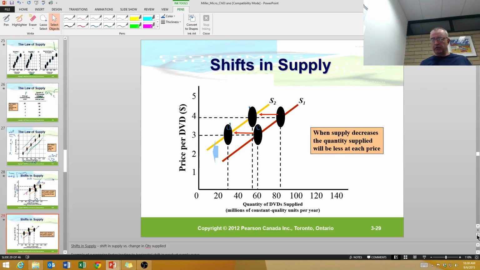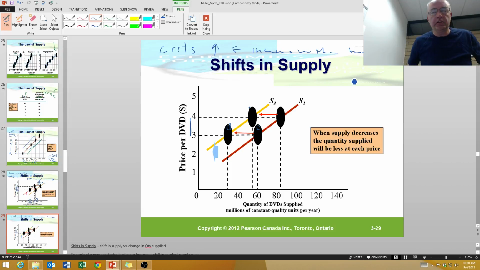So likewise, supply curves can shift to the left. In this example, let's stick with DVDs. Let's say the manufacturing costs of DVDs increase, and let's say the cause of the increase is an increase in the minimum wage. So the government of the particular jurisdiction increases the minimum wage from $10 an hour up to $15 an hour. As the cost to manufacture DVDs increases, the supply curve will shift to the left.